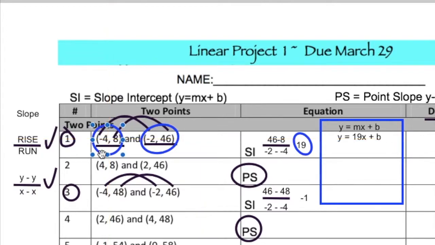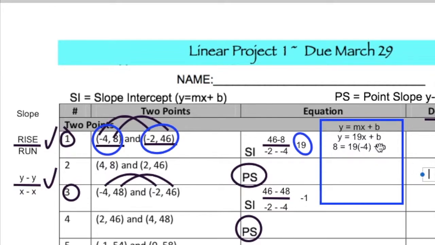-4, 8. 8 is the y value, so I'm going to plug in 8 for y equals 19, which is the slope. The x value in this ordered pair is -4. So I'm going to put a -4 there, and then plus b. Okay, just take a second to look at those three steps so far. All I'm doing is plugging in information that I already know.